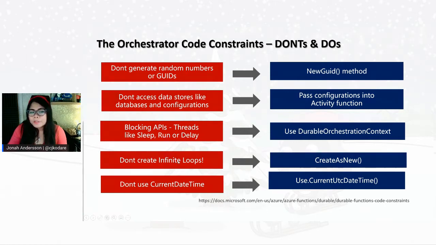And infinite loops are not recommended. If you really need to repeat the process, you can use the method ContinueAsNew through the durable context. And the current date time, the standard one that we have in .NET, is not recommended, but you can use the CurrentUtcDateTime that you can access from the durable orchestration context as well. This is just a few examples of the different constraints. If you want to learn more, there's more in the Microsoft documentation links below.